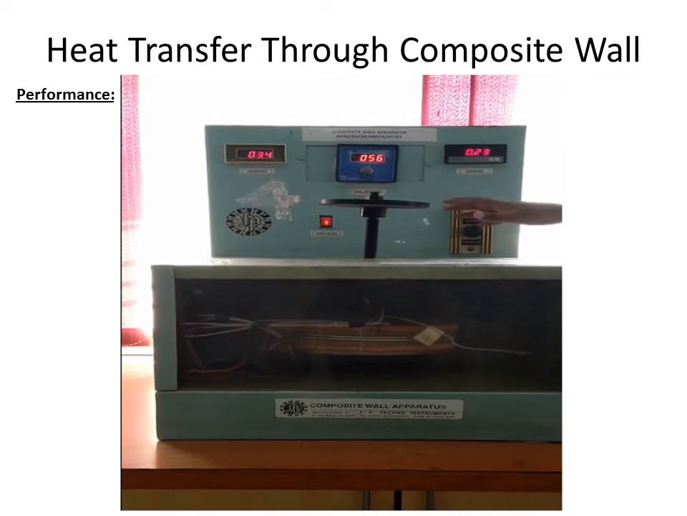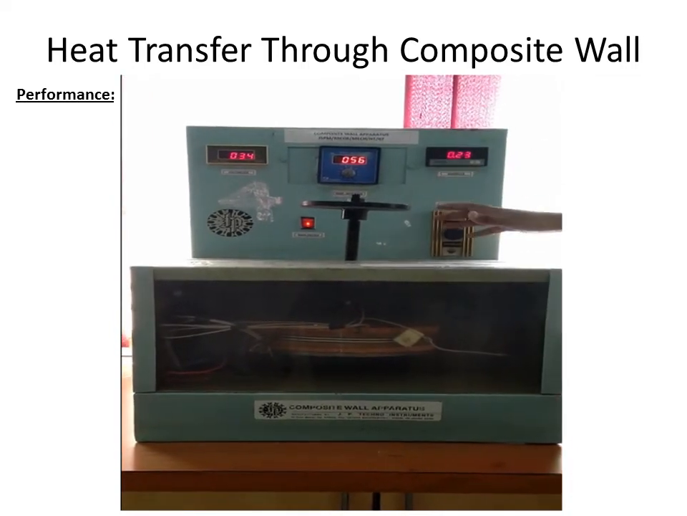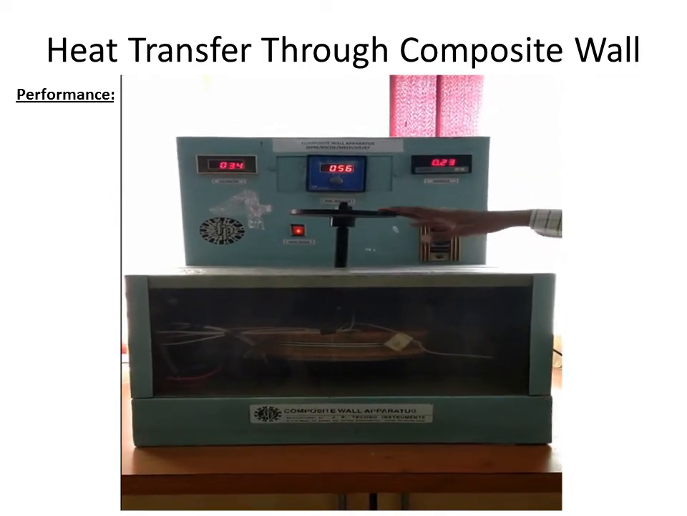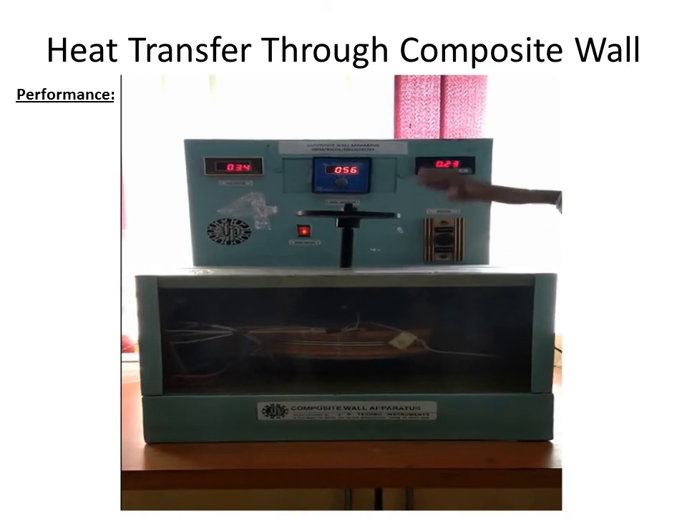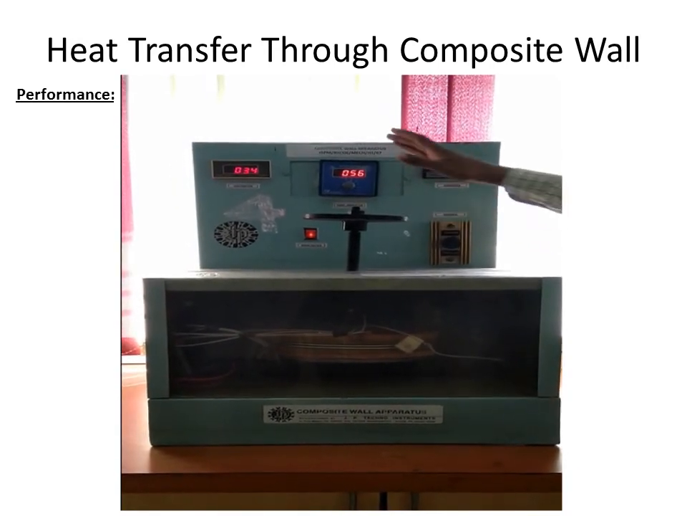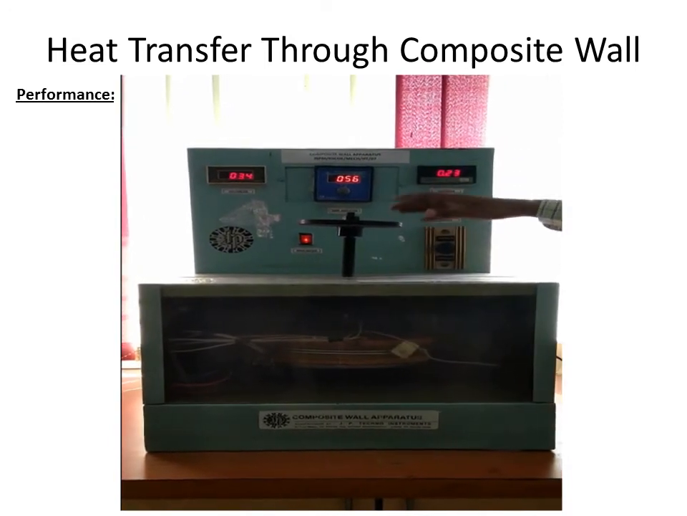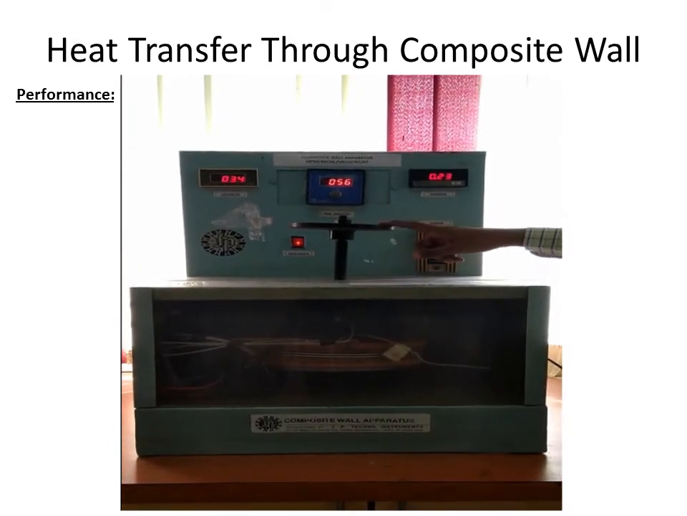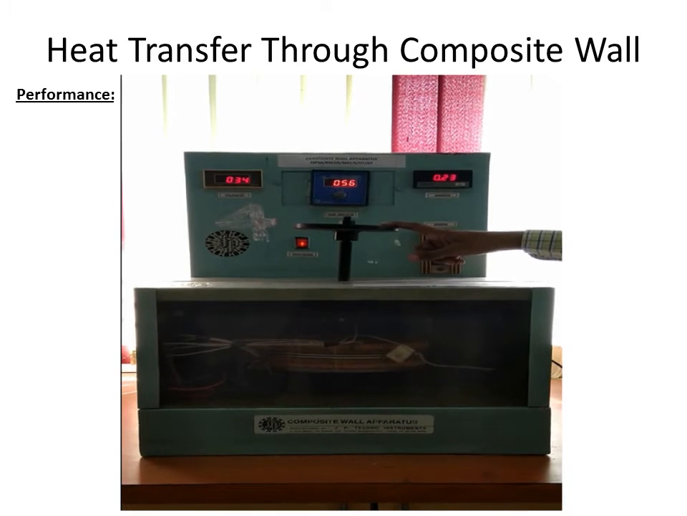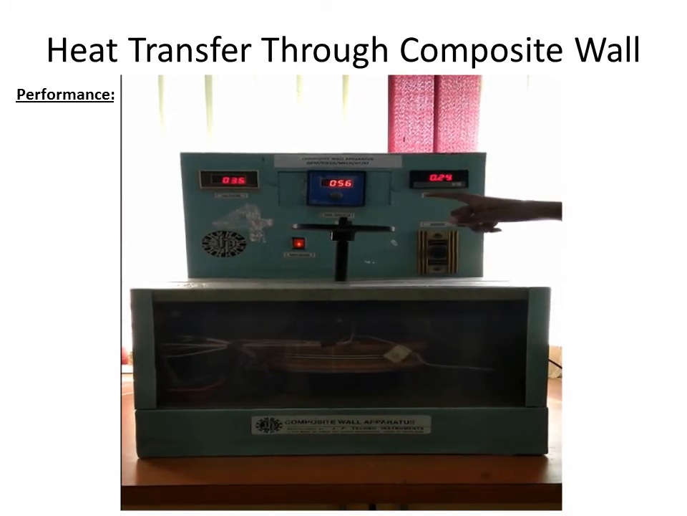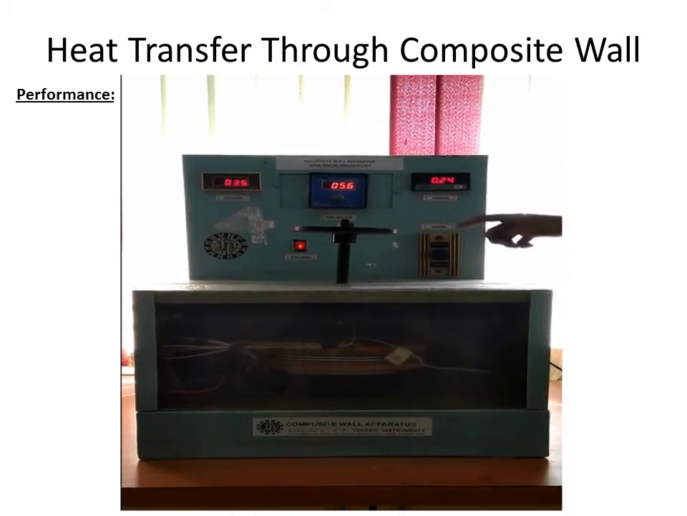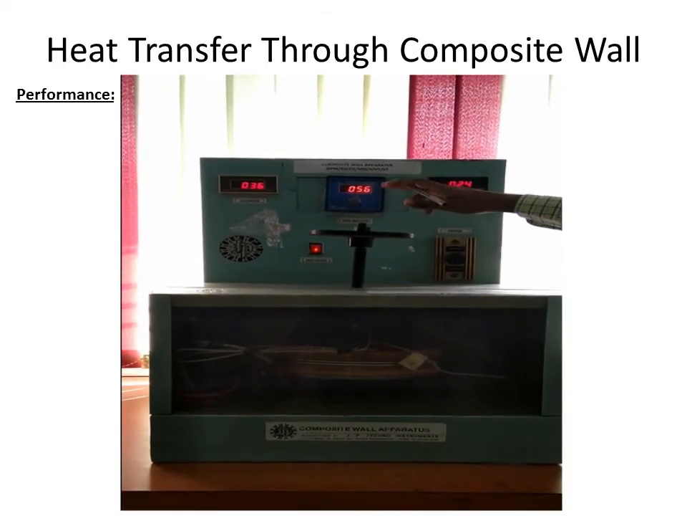We already started this setup 1 hour before, so it has already reached steady state. Now, how many readings will we take? First we take voltage and current, and then we measure the temperatures T1 to T8. Remember, students, whatever the T1 temperature is, T2 is the same, similarly T3, T4, T5, T6, T7 and T8. Now one by one we will record the readings.